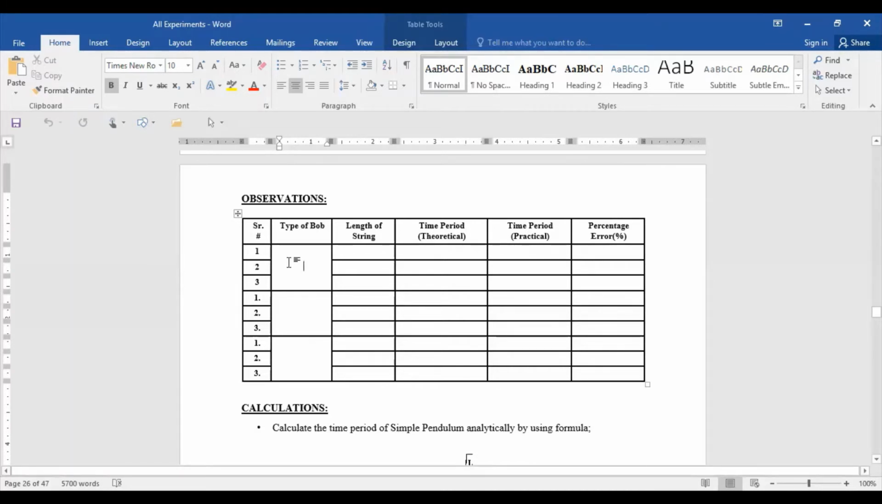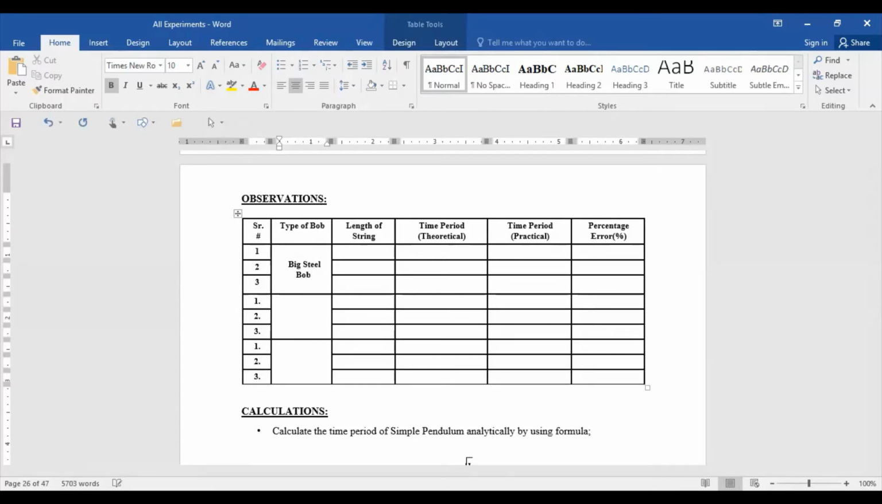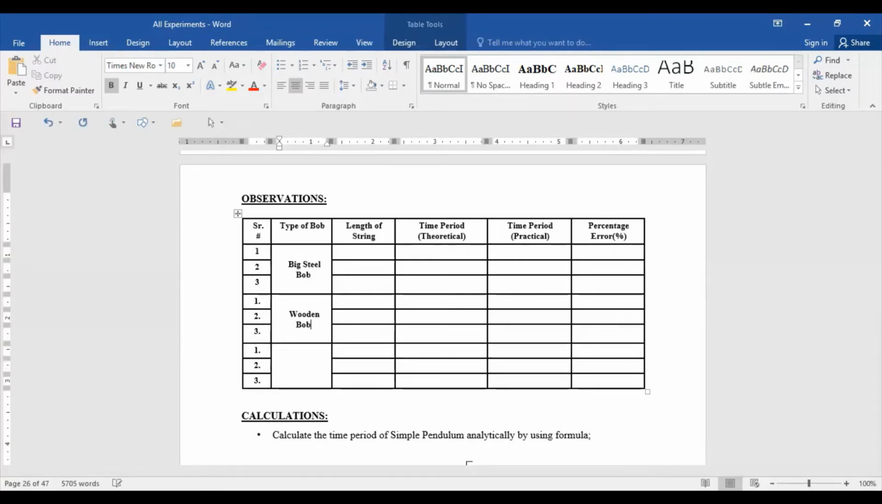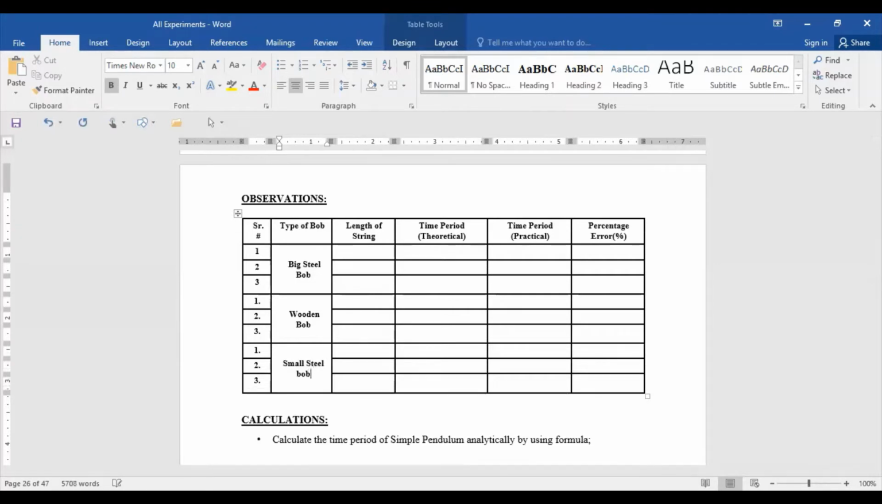So how can you do that? Let me give you an example. For example, you have first the big steel bob. And then you have the wooden bob, and the third one is the small steel bob. So what you have to do, for example, you have taken different lengths of the thread.